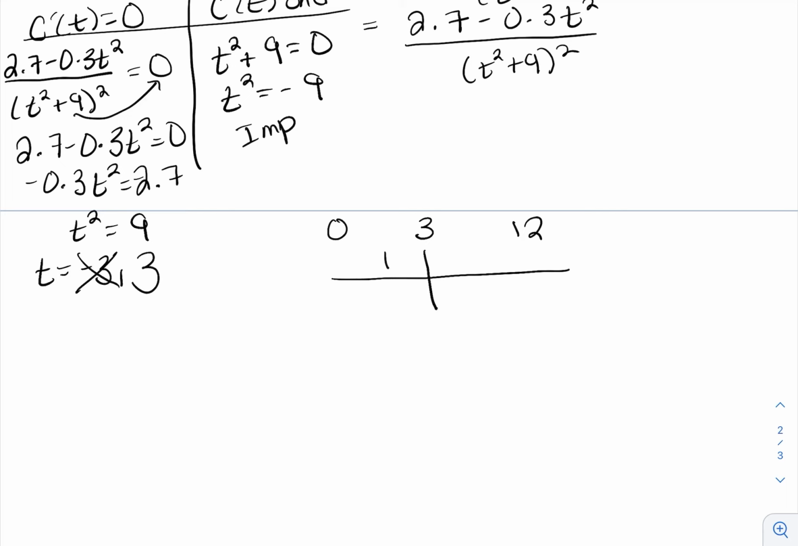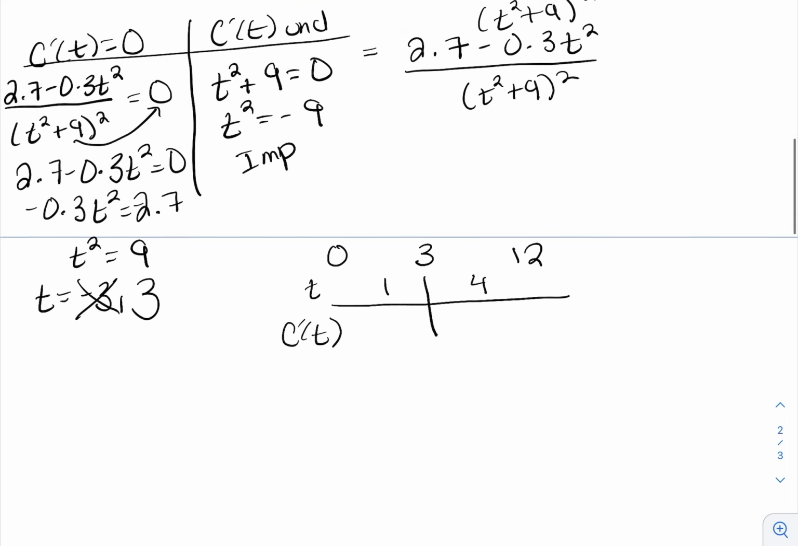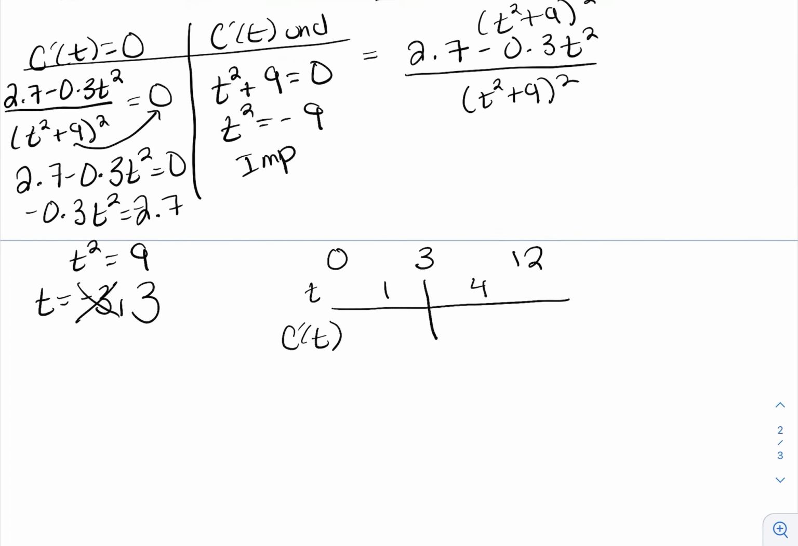So here I'm going to pick 1. And here I'm going to pick 4. So this is, oh, I shouldn't say x. I'm sorry, it's t. C prime of t. And then when you plug it into the derivative, you're going to have 2.7 minus 0.3 times 1 squared, which will be a positive in the numerator. And because the bottom is always being squared, it's going to be a positive. So that will give me a positive for the first derivative. And then when I plug in 4, you're going to have 4 squared, 16, times 0.3 will be bigger than 2.7. You can do that in the calculator. It'll be a negative in the top, a positive in the bottom, so a negative.